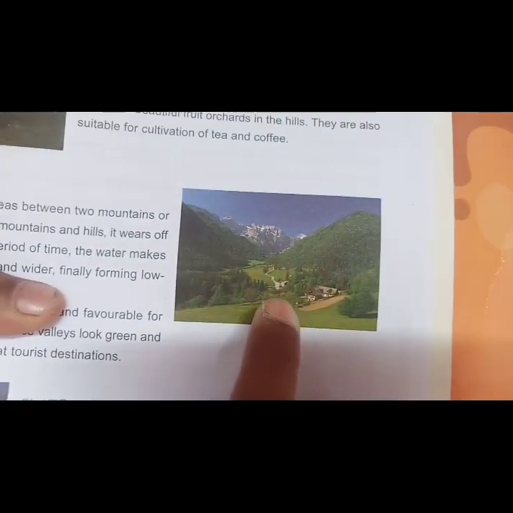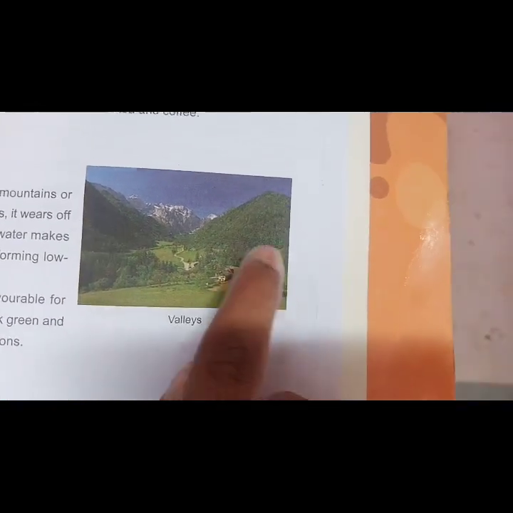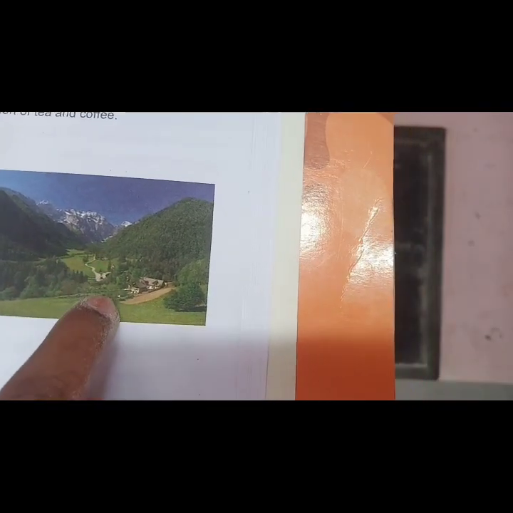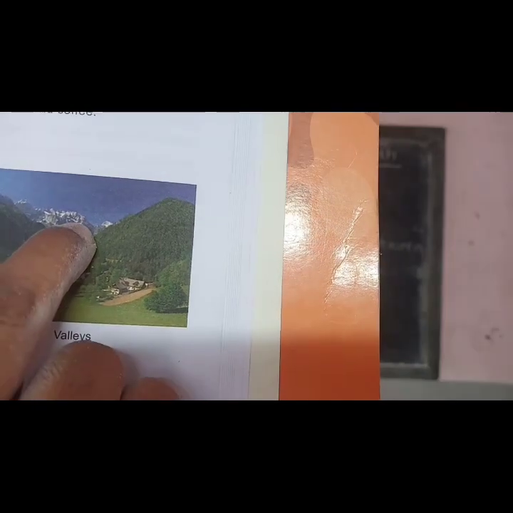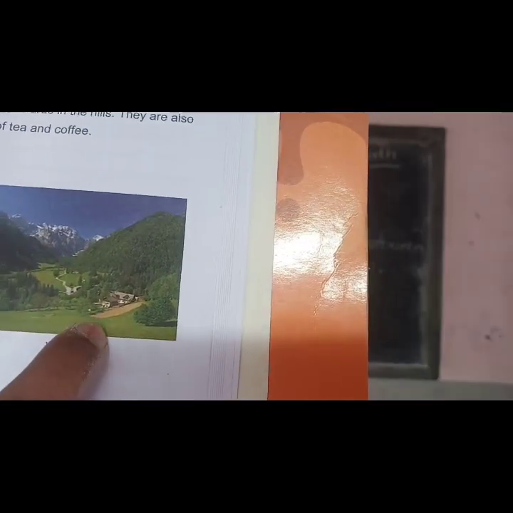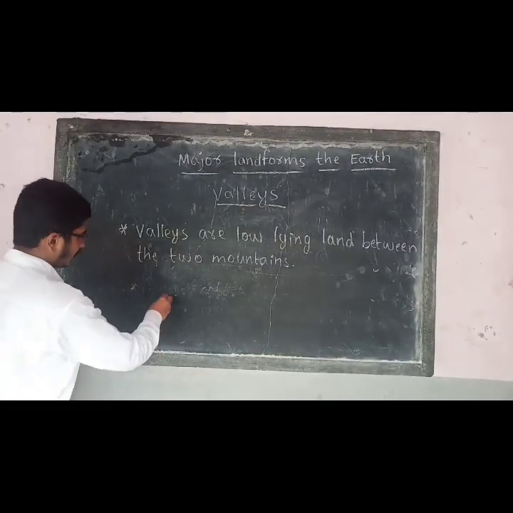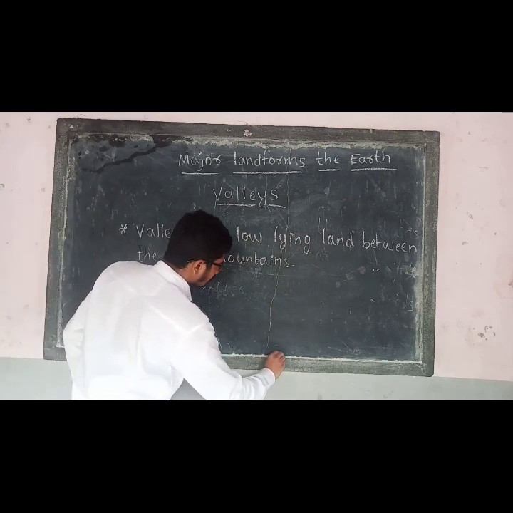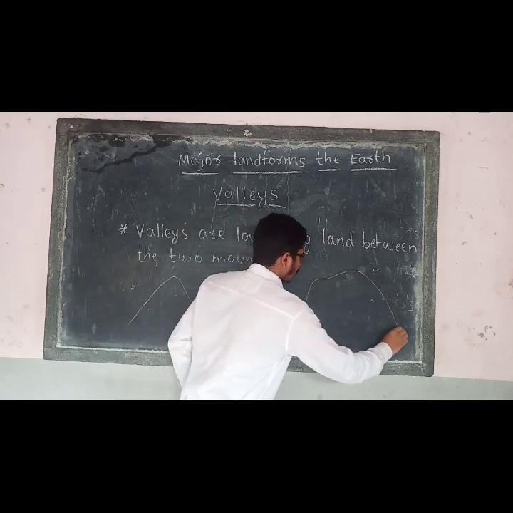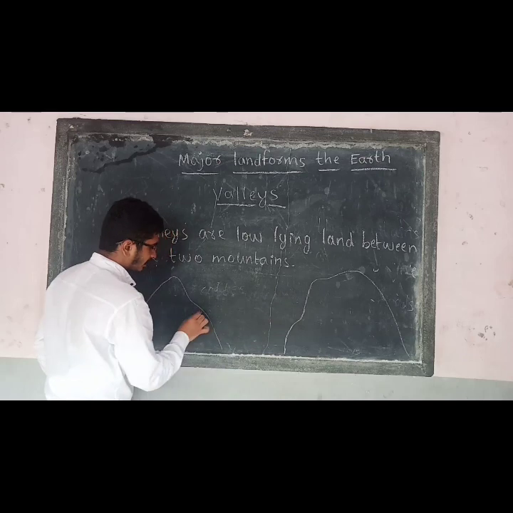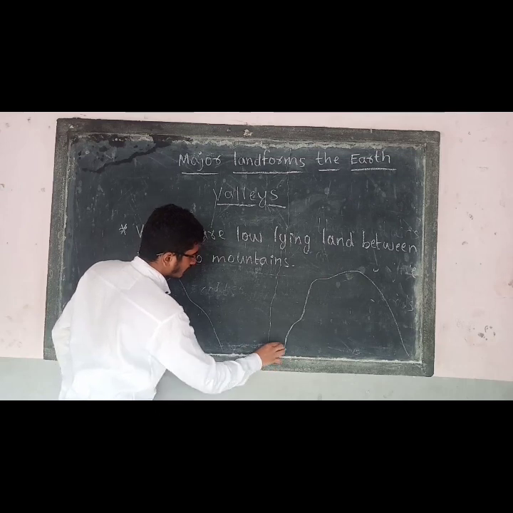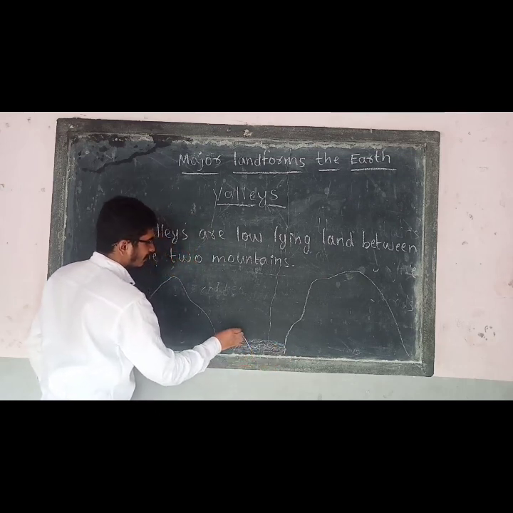Here you can see the picture how it is. There are two mountains, right? There are two mountains and in the middle is the low-lying land. This is a low-lying land, and this low-lying land is called valleys. For example, a mountain is there, and another mountain is there, with a small distance between these mountains. This particular place is called a valley.